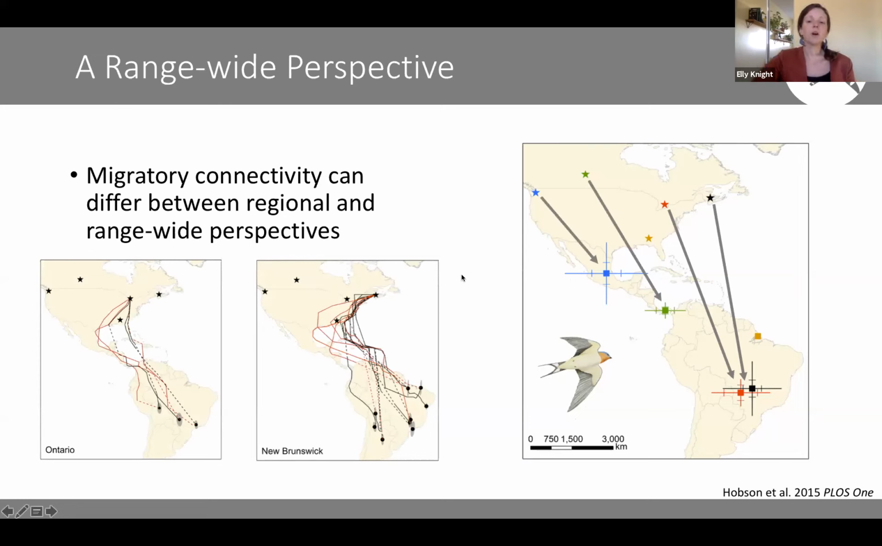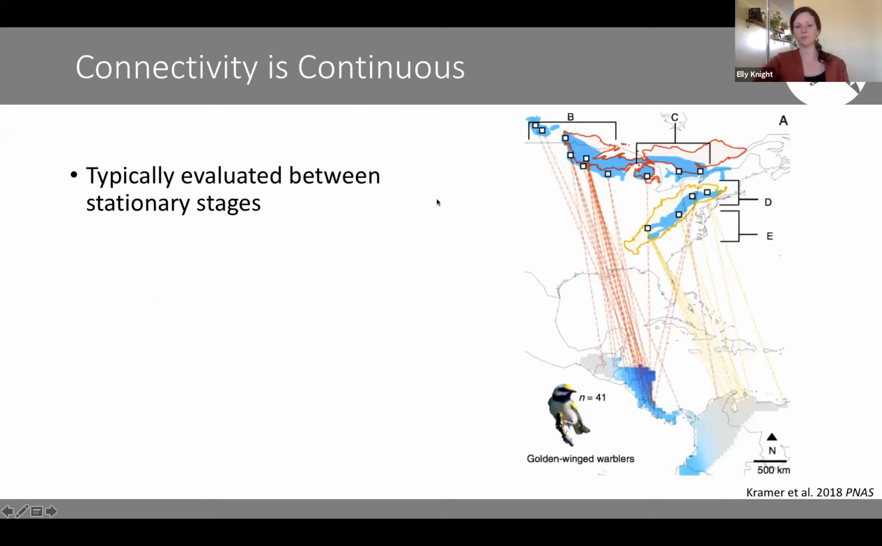But if we include populations from Western North America, we actually see a migratory divide that keeps Eastern and Western populations separated on the wintering grounds and results in high migratory connectivity. And so taking a range-wide approach can be particularly important if we're using migratory connectivity as a first step towards directing conservation efforts. But I would argue one of the most important components of using migratory connectivity to guide next steps is to evaluate it continuously across the annual cycle.